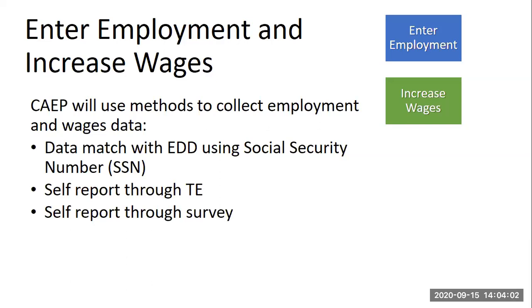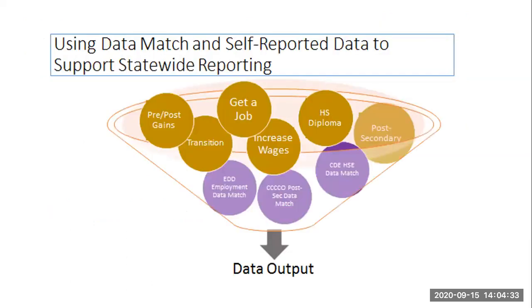And I'll just say, I do believe, without knowing exactly what I'm talking about, that this issue with data match, self-report through TE and self-report through survey, as we progress here in the next couple months, is going to start becoming a bigger and bigger issue this year. There really isn't anything to talk about right now, but just know, you heard it here first, that this slide is probably something we're going to be covering more later as the year progresses.